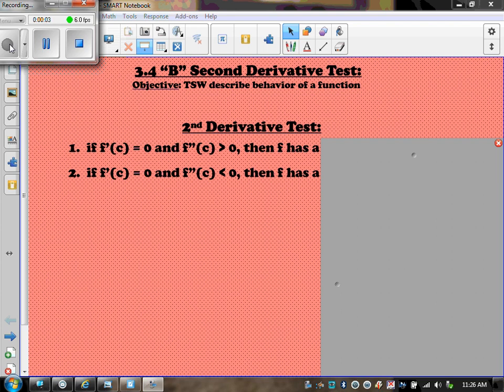Hey guys, let's do 3-4b. We're going to start talking today about the second derivative test.